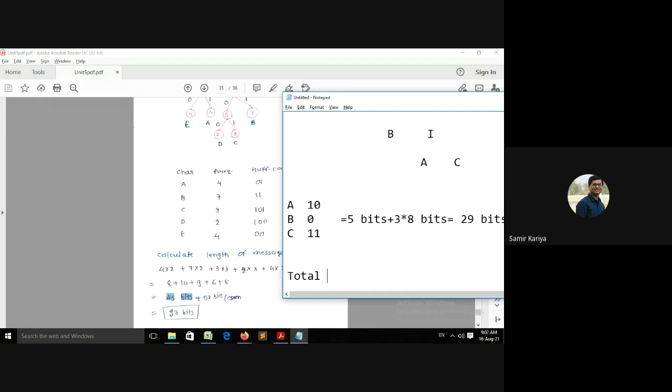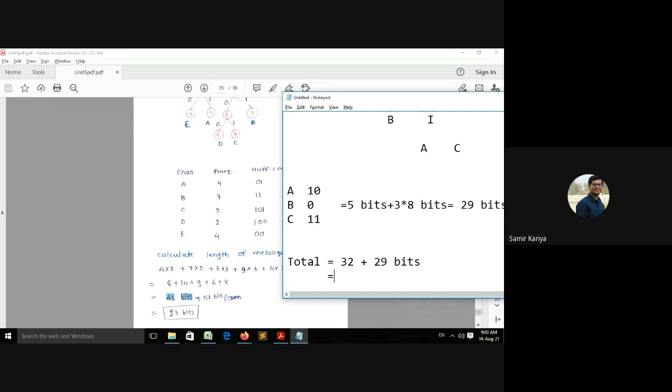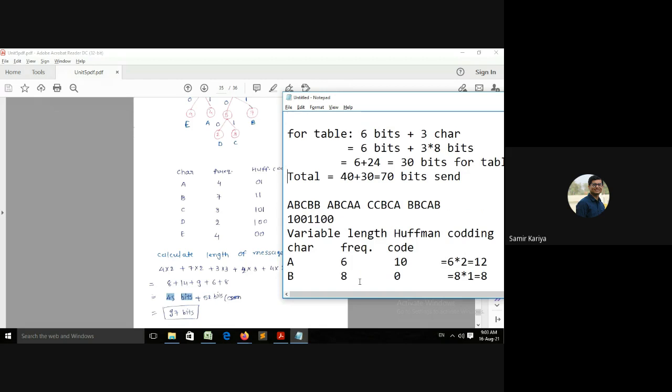Total is equal to 32 plus 29 bits. 32 that's for the message and 29 that's for the table. So total something like here it's 61 bits. Yes, so this is the final answer for the variable length, while in the fixed length you got the answer 70.